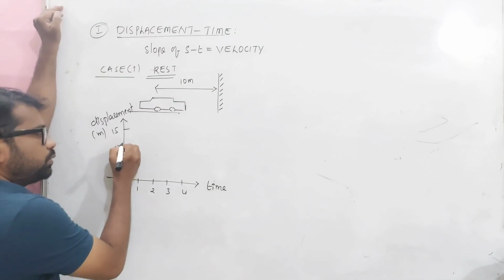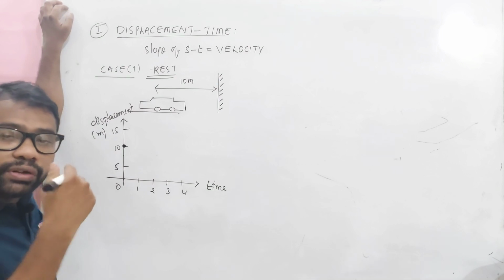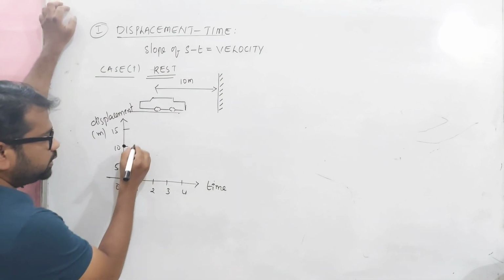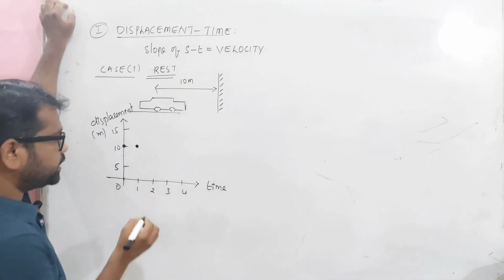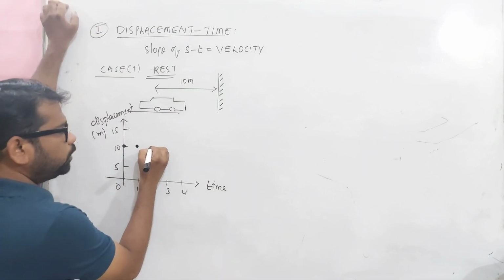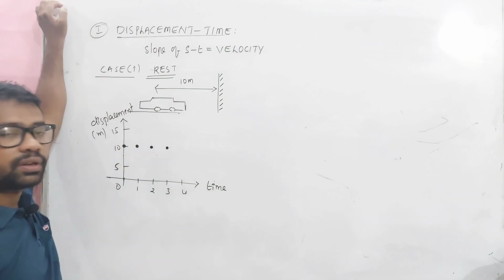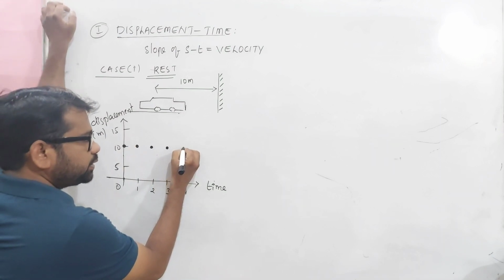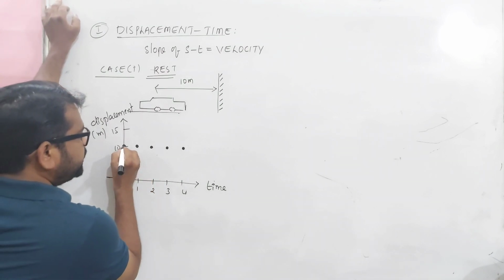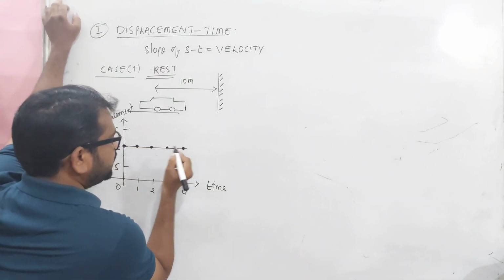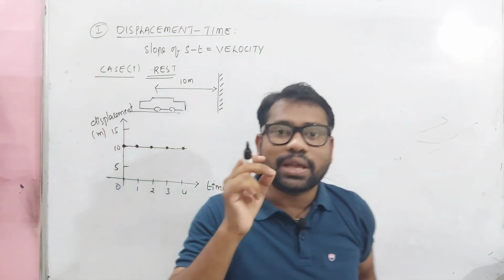Initially, when the time is 0, the body displacement is 10 meters. After 1 minute, the displacement will be 10 meters only. After 2 minutes, you will be getting all the points on the same line. After 4 minutes, same thing we will get. Try to connect these points here. So what do we get here? We get a straight line which is parallel to the time axis.